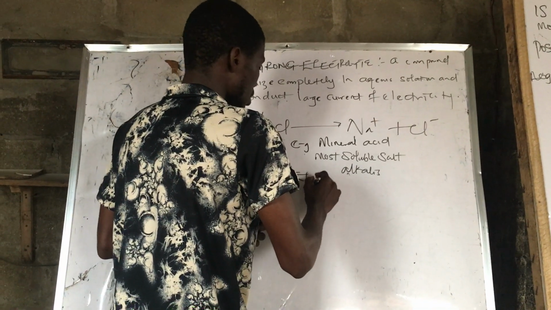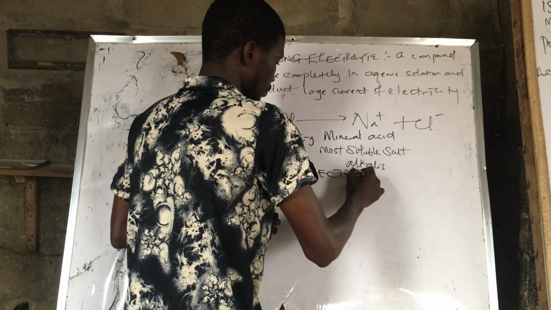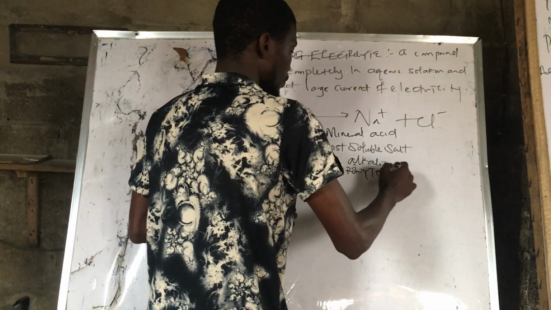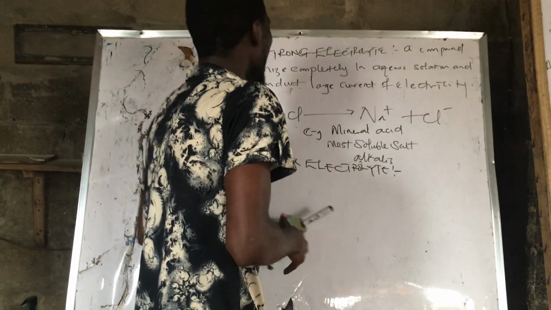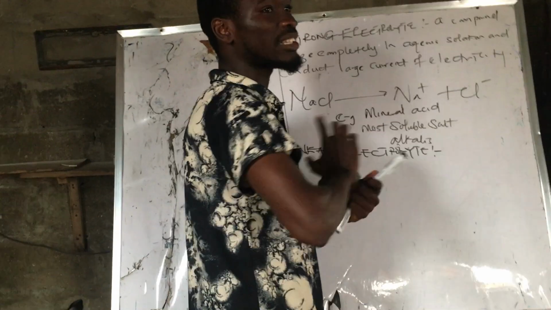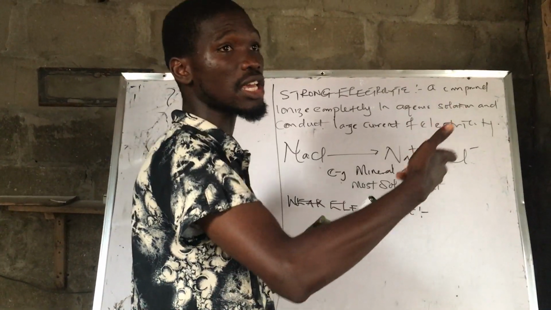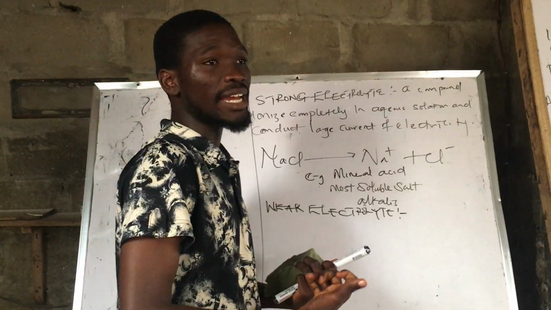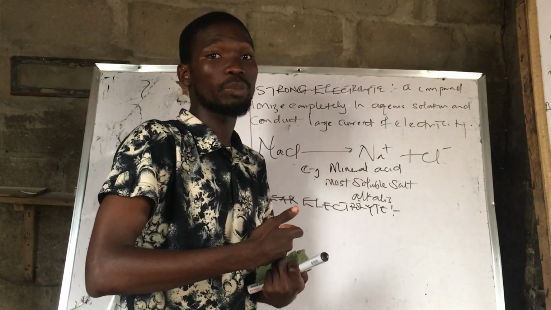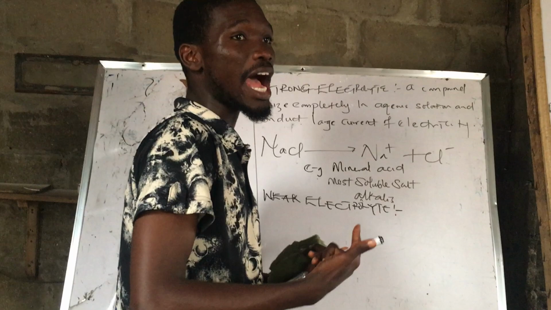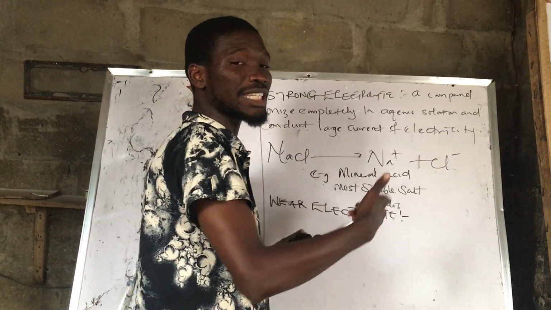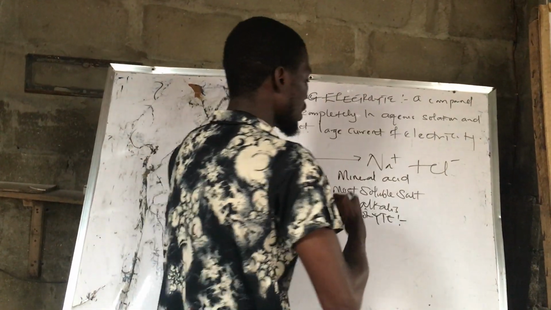The weak electrolytes. So now, I can say for weak electrolytes, they are the same thing. Just that if one is conducting more electricity, one will conduct less electricity. And if one should ionize completely, then vice versa, the other will either what? Ionize partially or slightly.